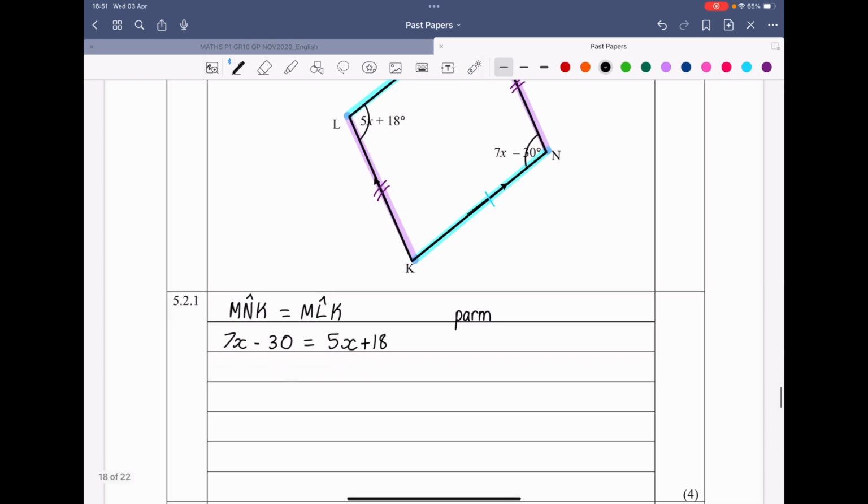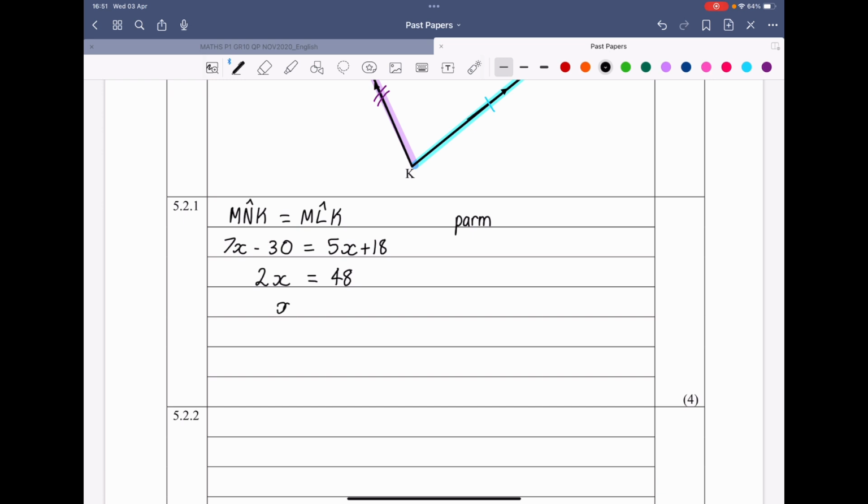And I'm going to take my x's over to the left-hand side. So this 5 becomes negative 5. So I'm going to have 2x on this side. And then I'm taking 30 over to the right-hand side. So it becomes positive 30. And I have 18 plus 30, which is 48. And then my x is going to be equal to 24 degrees.